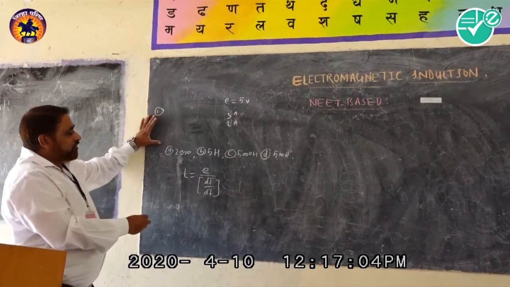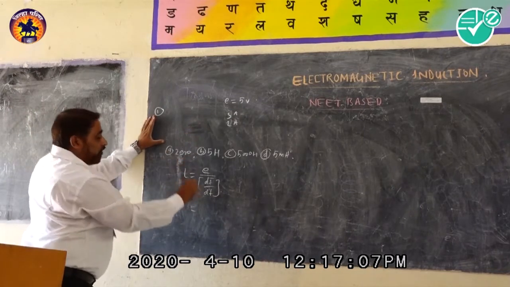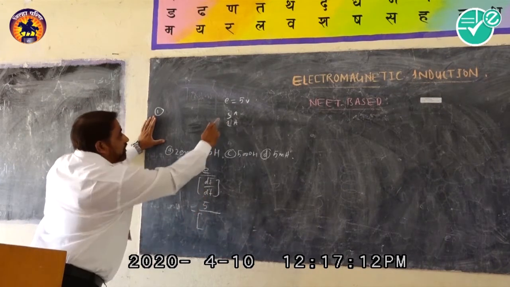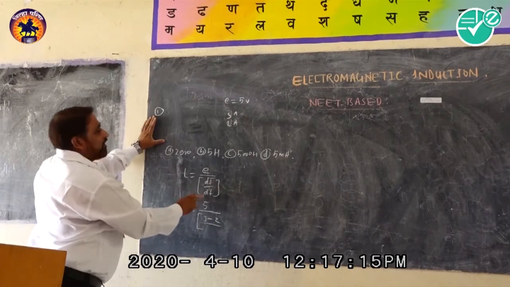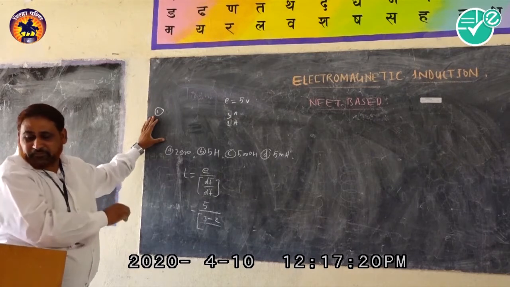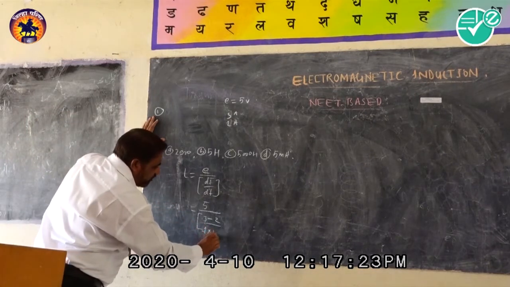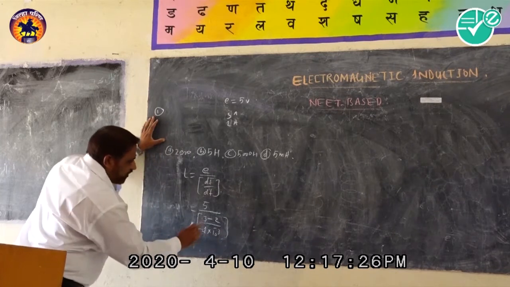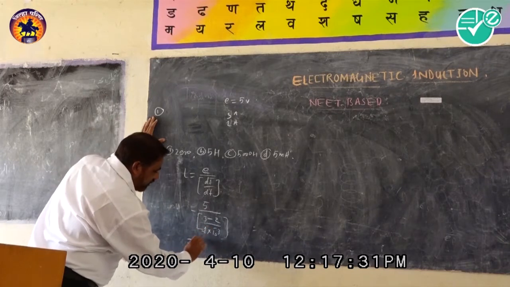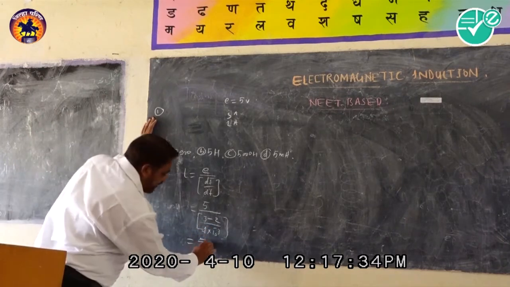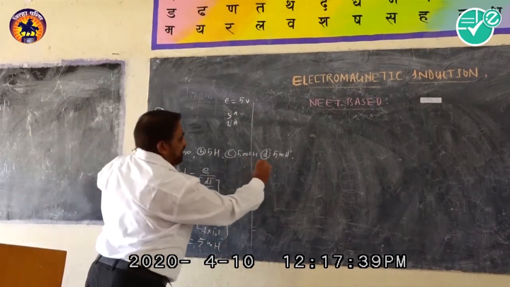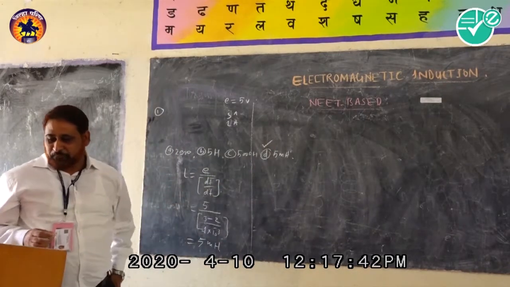So let us put the values here. The value of EMF is 5 volt and the current changes from 3 ampere to 2 ampere, divided by the time given here, 1 millisecond. 1 milli means 10 to the power minus 3. So 3 minus 2 is 1, and finally we are getting 5 millihenry. In this way, the answer to this question is 5 millihenry, which is correct.